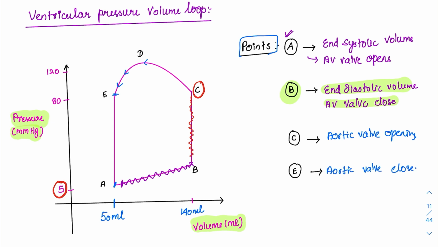The same events will happen on the other side of the heart also, that is the right side, where the pulmonary valve will be involved. The only difference is that the pressure is lesser in comparison to the aortic valve. So these are the various points. Point A is end systolic volume, point B is end diastolic volume, C is aortic opening, E is aortic closure. So all these are important.